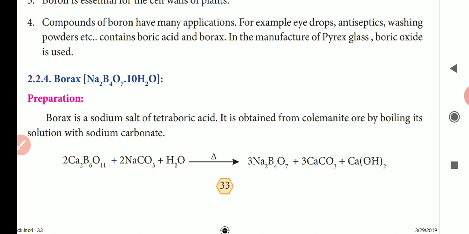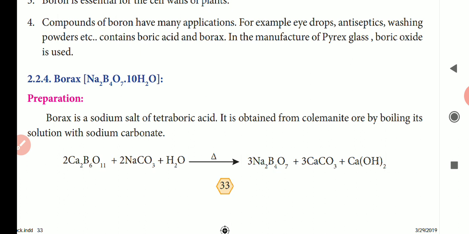Na2B4O7·10H2O, this is what we call borax. Now let us discuss the preparation of borax. How can we prepare borax? Borax is the sodium salt of tetraboric acid. The sodium salt of tetraboric acid is what we call borax.